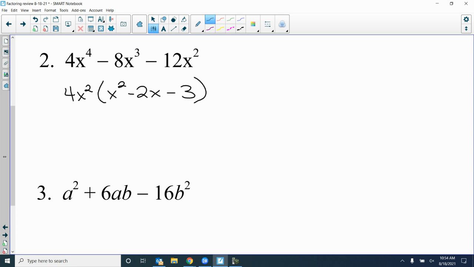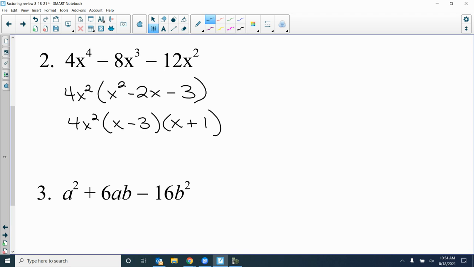This is a good old-fashioned trinomial. No number for the x squared. All you've got to do is say what multiplies to a negative 3 and adds to a negative 2. So this factors again. We're not done. We get x minus 3 and then x plus 1, because negative 3 times 1 is negative 3. Anything else? So it's a multiplication problem. It's now prime because nothing else can factor further.